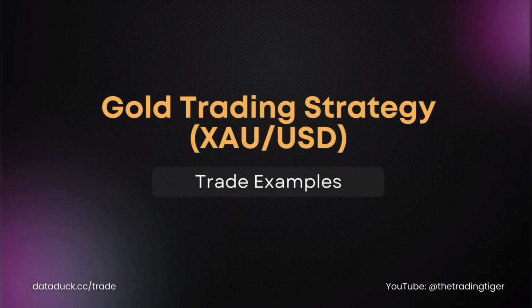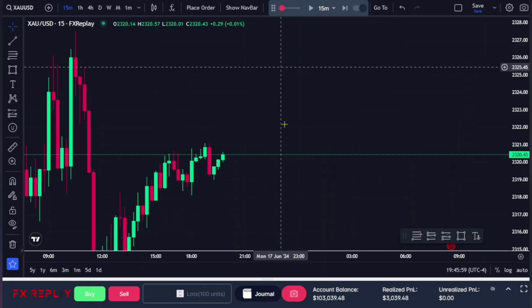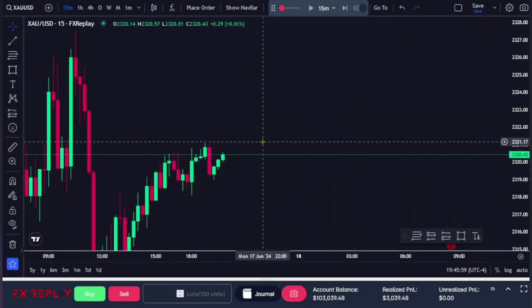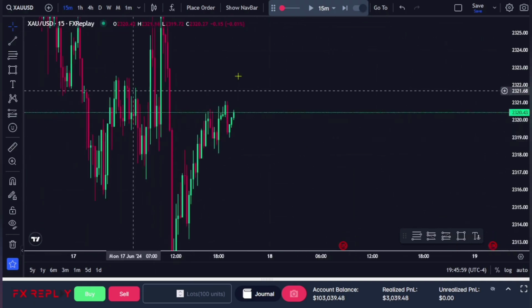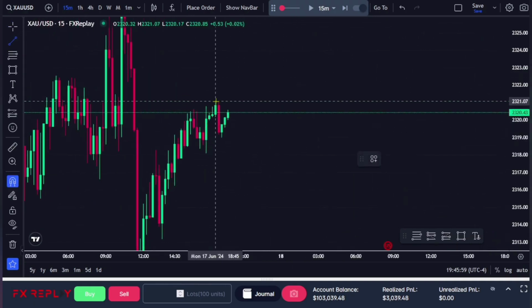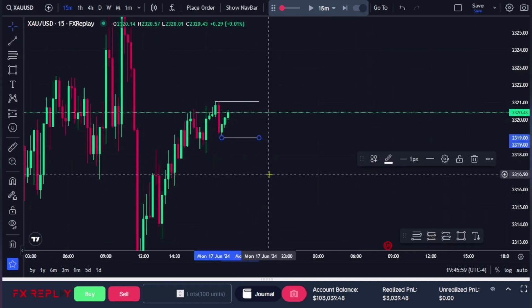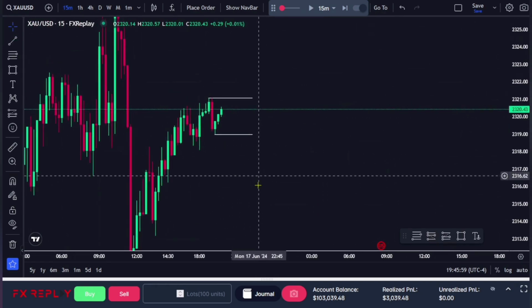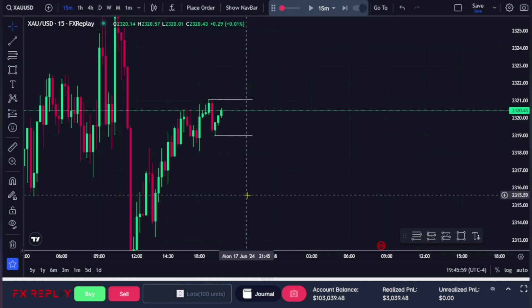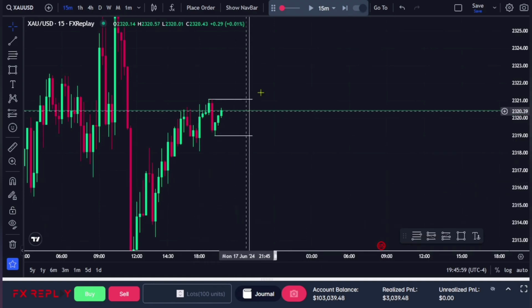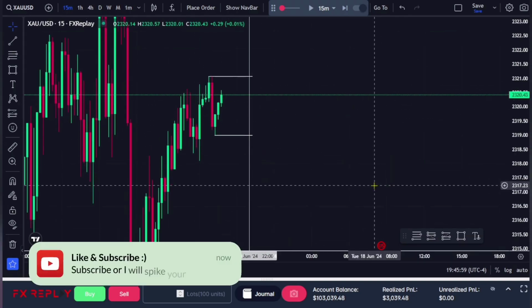Here we are on the 15-minute time frame for gold. 5 minutes before 8 p.m., let's go ahead and mark out the recent swing high and recent swing low. Let me also mark the ending of the trading window with a vertical line, which will be at 10 p.m. for demonstration purposes to know when we have to stop looking for trades. We will now play the price ahead and wait patiently for either of these swing points to be taken out.